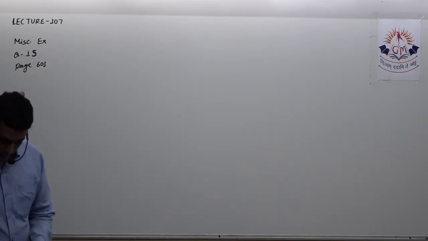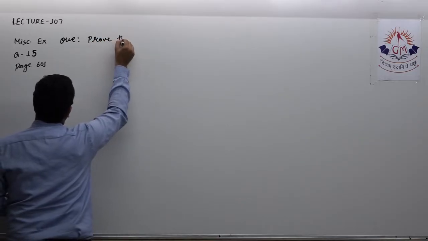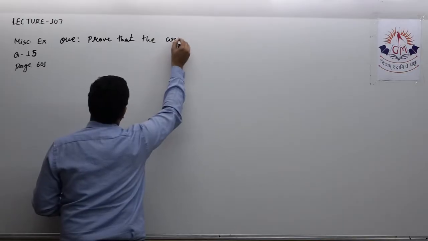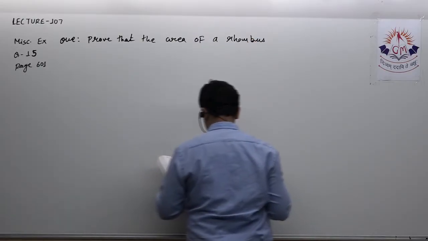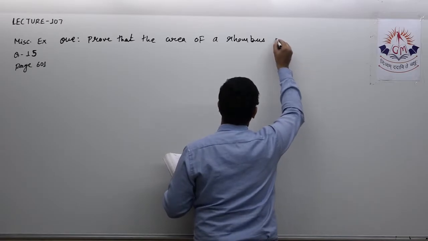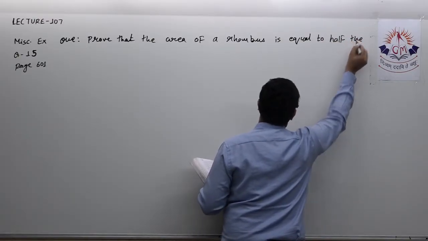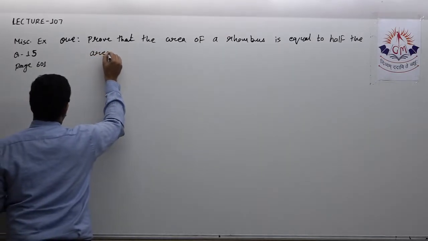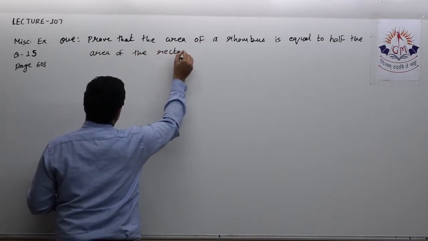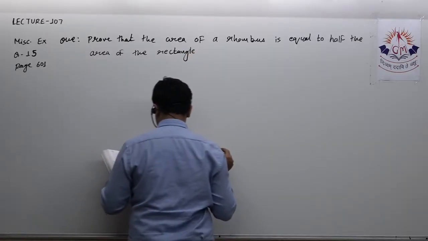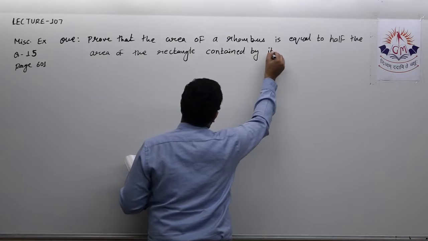The question says, prove that the area of a rhombus is half the area of the rectangle contained by its diagonals.